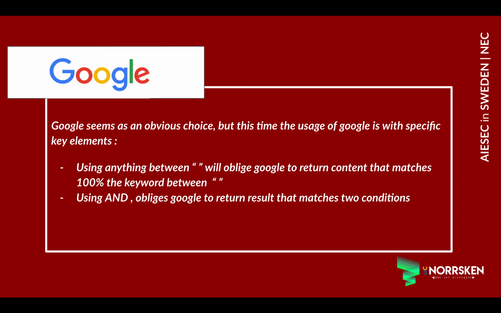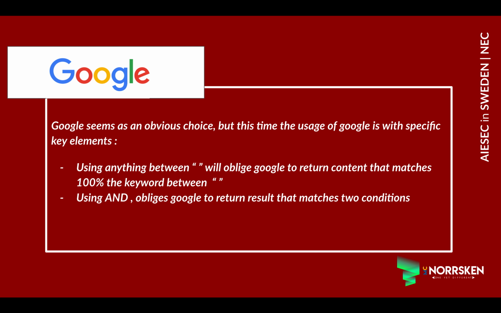Now, Google seems like an obvious choice when it comes to doing any research nowadays, but this time we'll be using some specific elements and keywords that are very specific to the search engine in order to optimize the information that we get. There are a lot of keywords, but these ones are very effective. You can use the quotation mark, and in Google, it means that you oblige the search engine to return content that must have the word between quotation marks in the result, or else it would not return any other page.